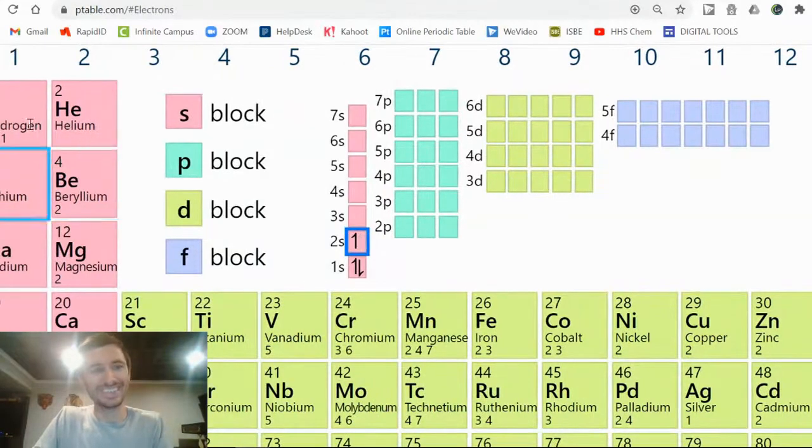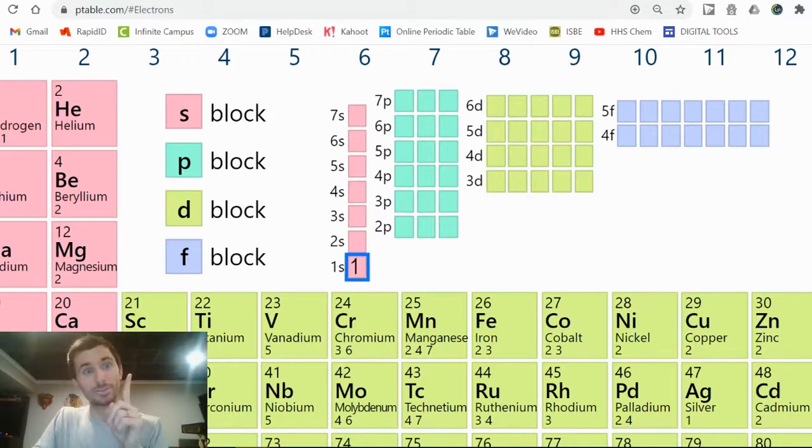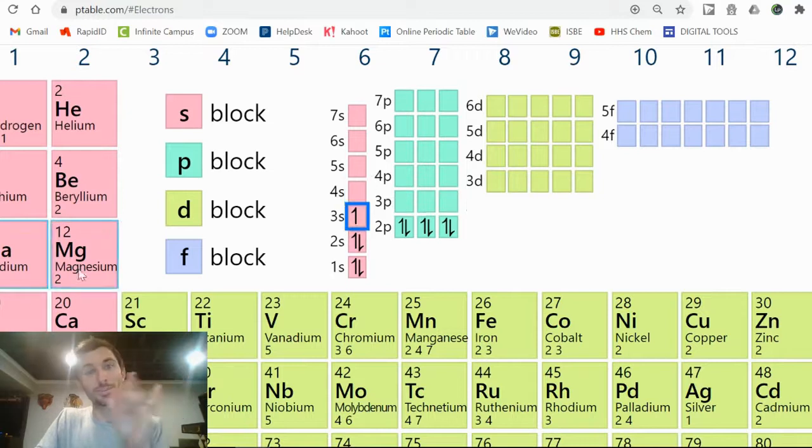Yay for trends. Check out rubidium. 1 electron in the 5th energy level. So we're seeing a trend. Group 1 atoms have 1 valence electron. Group 2 is similar. It's only got 2. You can check magnesium. It's got 2 electrons in the 3rd energy level. 3rd level is the highest for magnesium. Calcium, 4th energy level is the highest. It's got 2. Group 2.